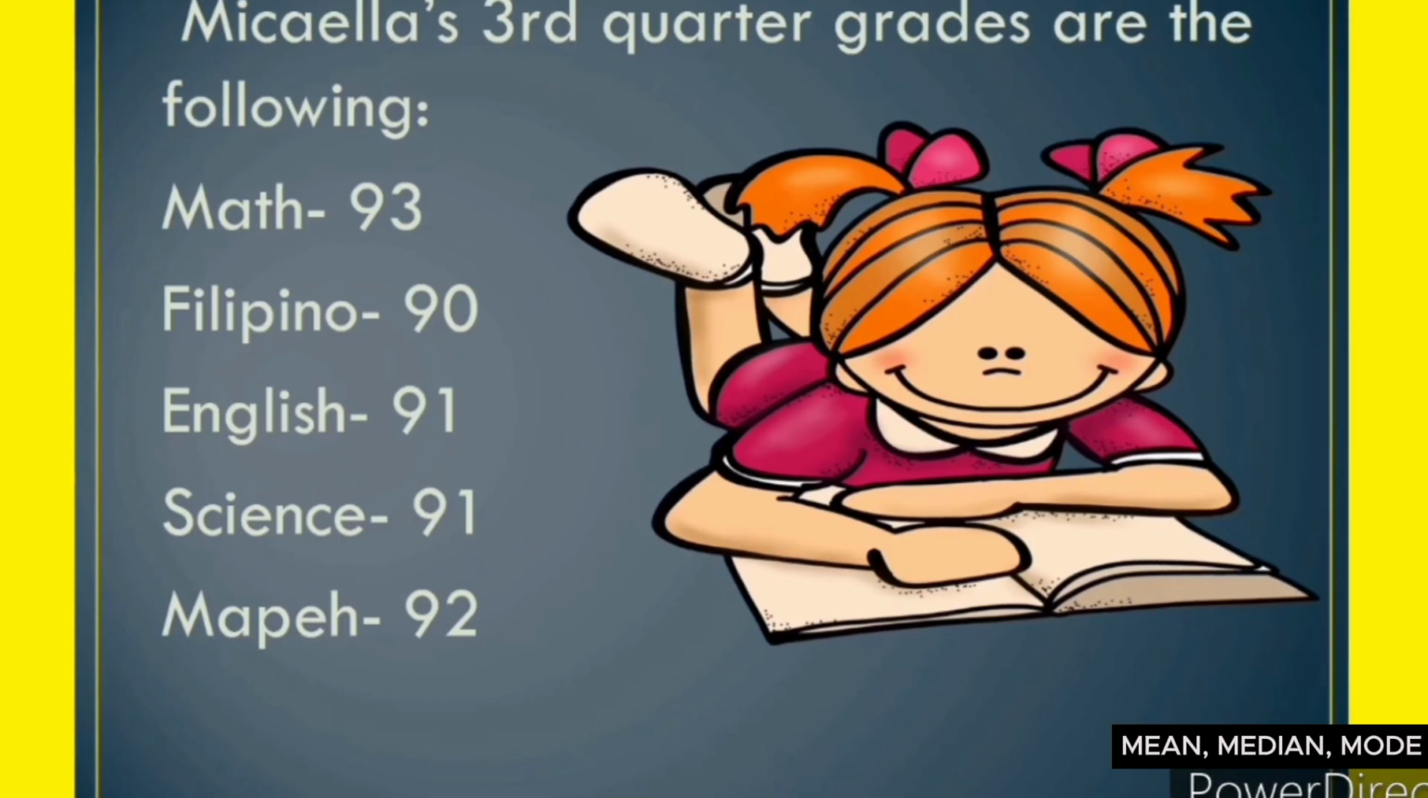Lastly, what is the mode? Good job! The answer is 91. As you can see in the quarter grades of Michaela, 91 is the most frequent number that appears, arranging from lowest to highest grade. Therefore, we are now ready to answer the following questions.